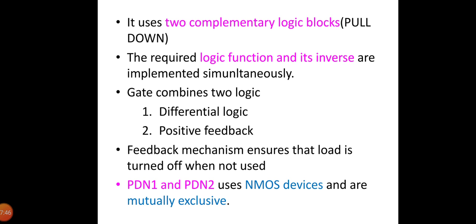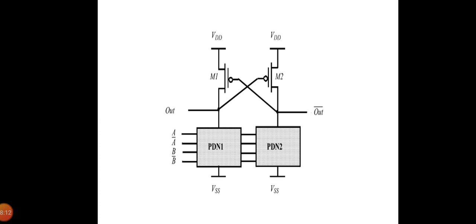And now let us move on to CVSL, that is cascode voltage switch logic. It uses two complementary logic blocks, that is pull-down networks. The required logic function and its inverse function are implemented simultaneously here. The gate combines two ideas, that is differential logic and positive feedback. The feedback mechanism ensures that the load is turned off when not used. PDN1 and PDN2 use NMOS devices and are mutually exclusive.